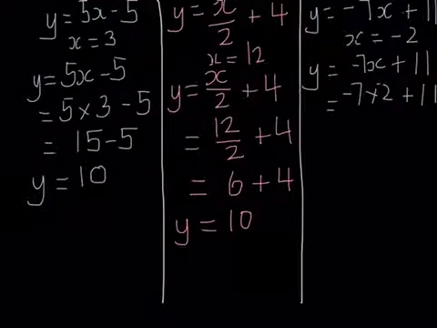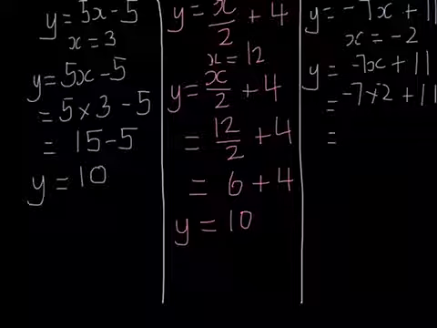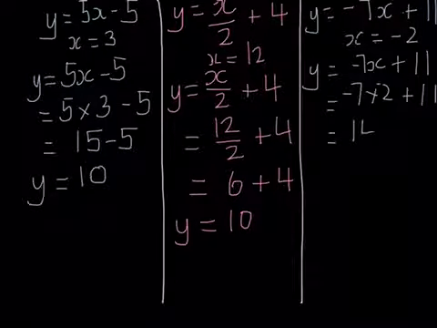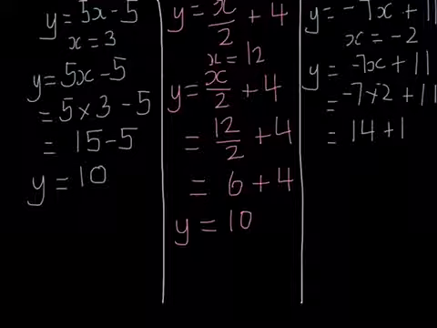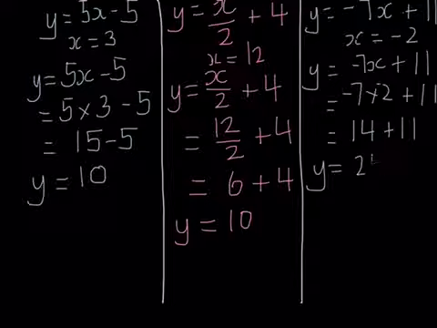Oops, minus 7 times minus 2 plus 11. So we know when we have a minus and a minus that it makes a plus. So minus 7 times minus 2 is going to be plus 14 plus 11. So therefore y is going to equal 25.